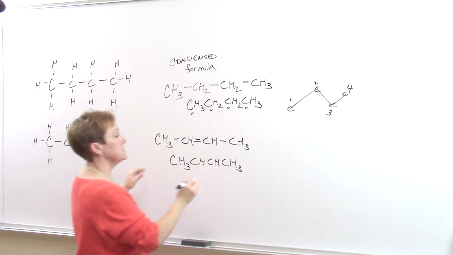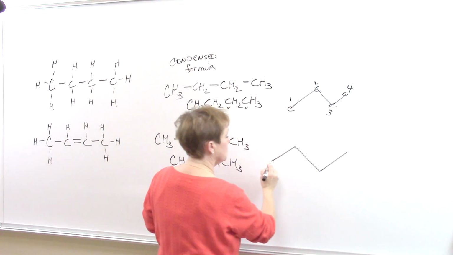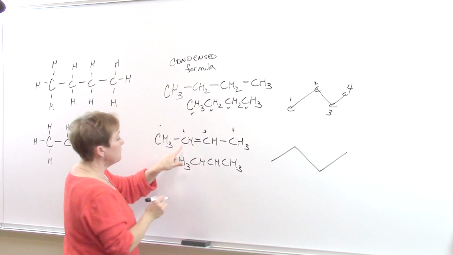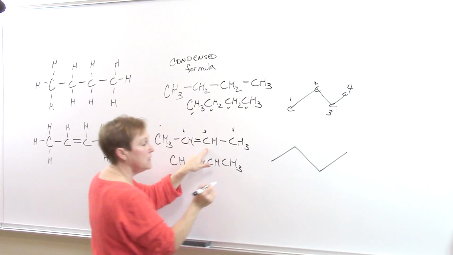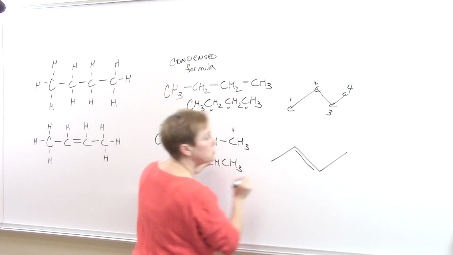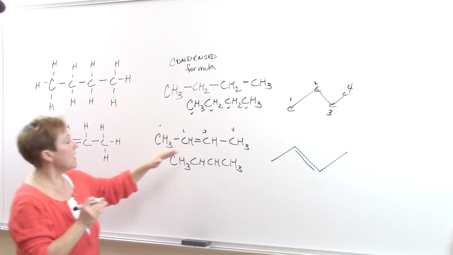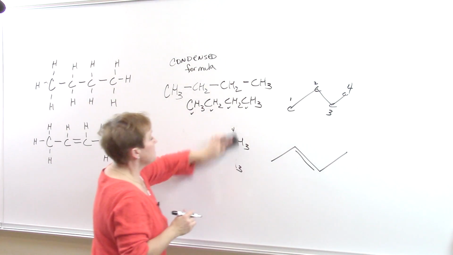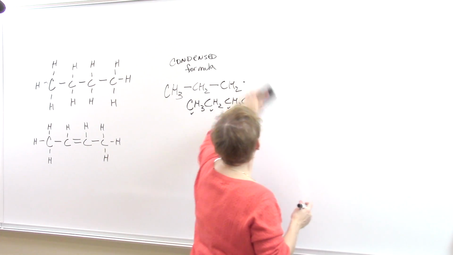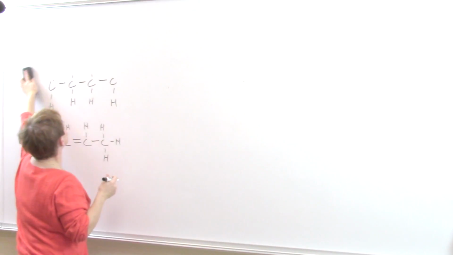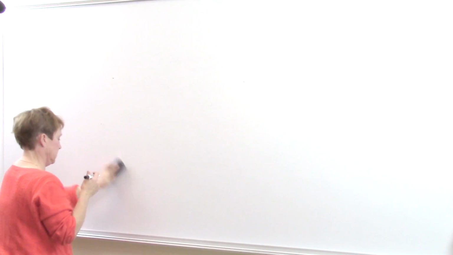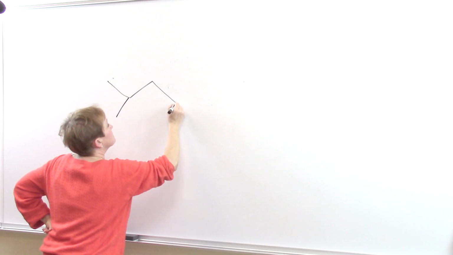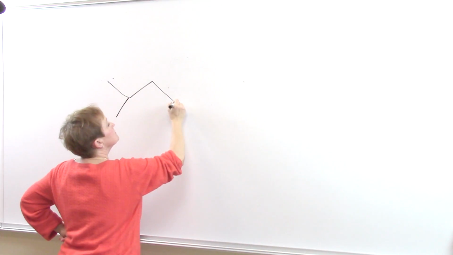If I'm going to draw this one, it's the same thing. I still have 4 bonds: 1, 2, 3, 4. But between carbon 2 and carbon 3, I need to show there's a double bond. Okay, so that would look like that. That would be 2-butene. Now, what about going backwards? What if I gave you a line formula? What if my line formula looked like this? Maybe we'll make it like that.